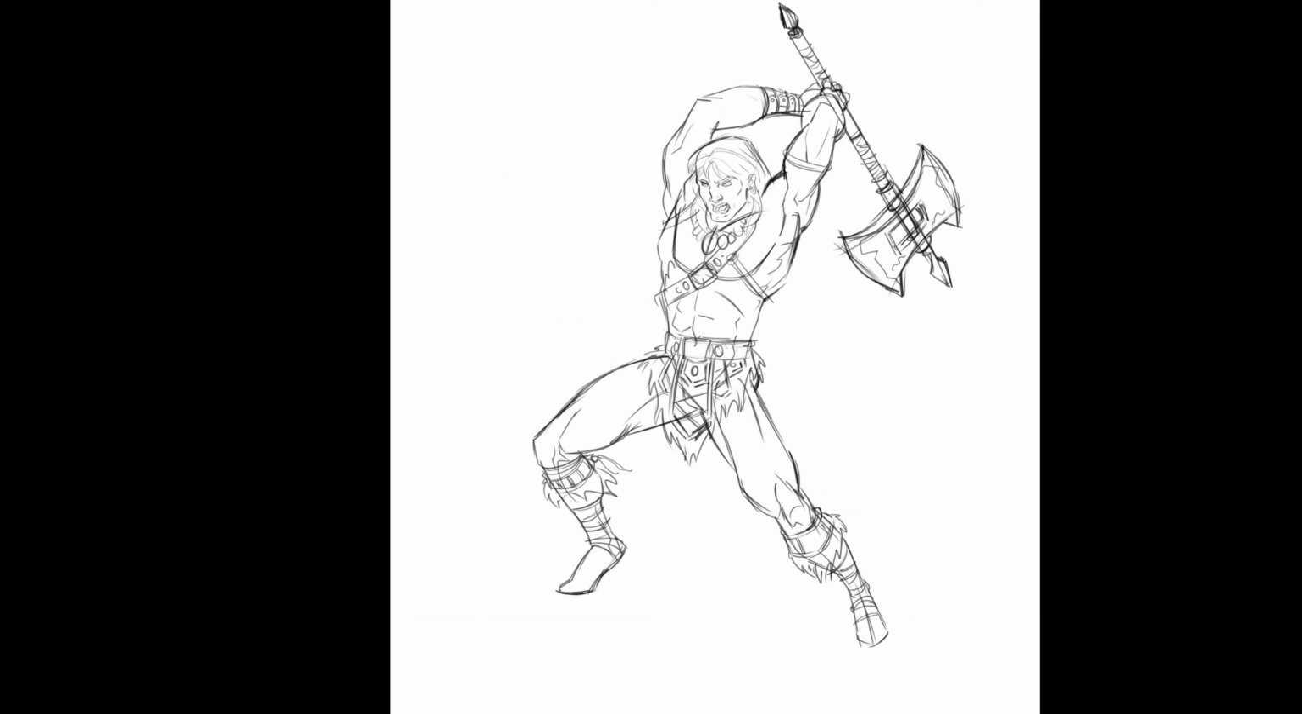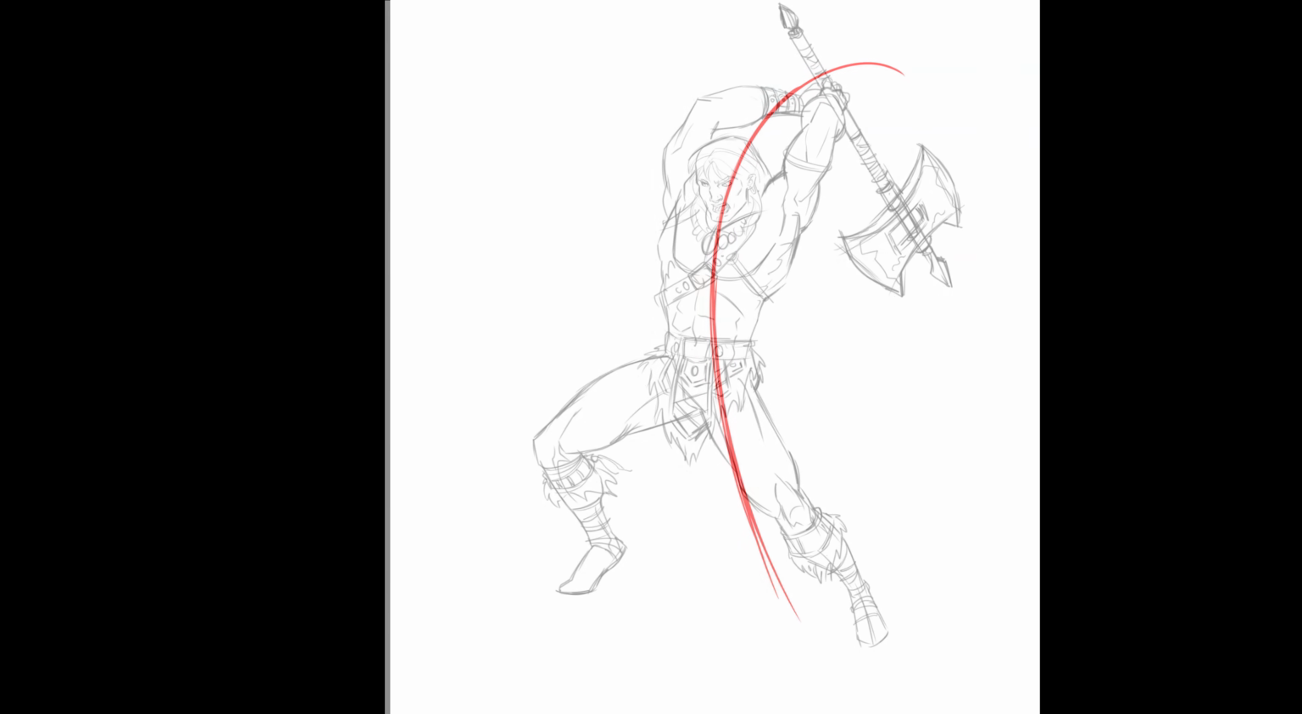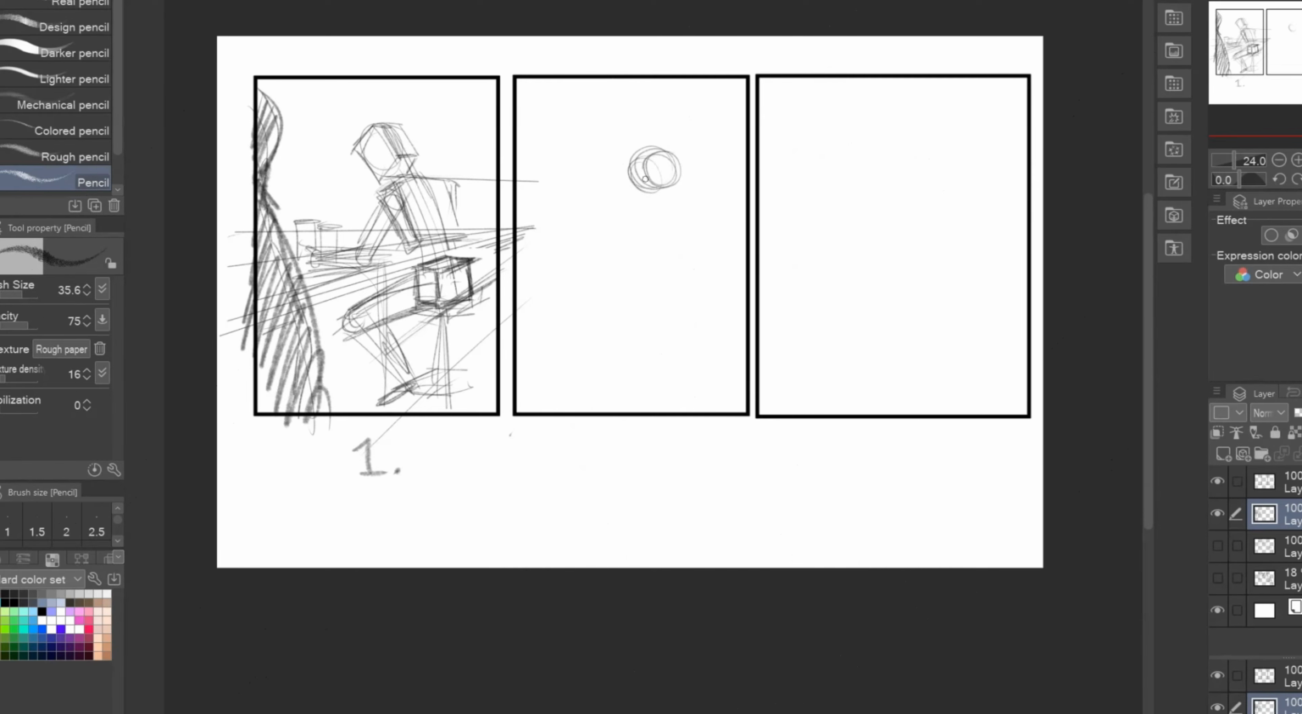Let's try another one. Here's a drawing of Conan in a typical action pose. Now here is the line of action going through. By starting with a line of action like this, it quickly allows me to find the movement and motion in the pose.